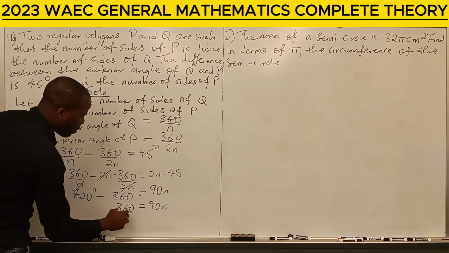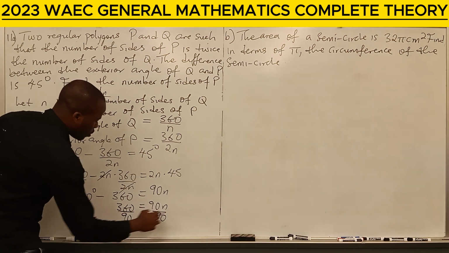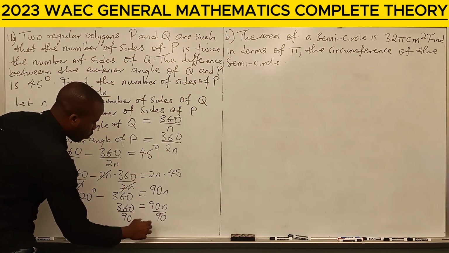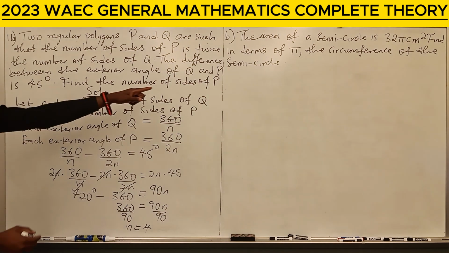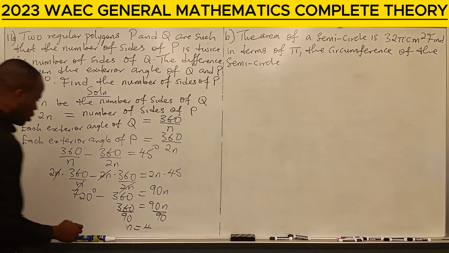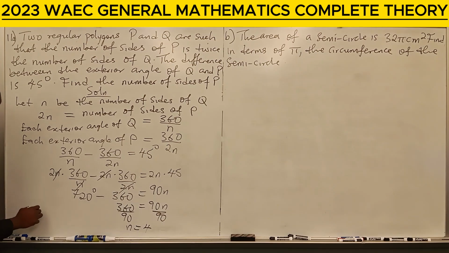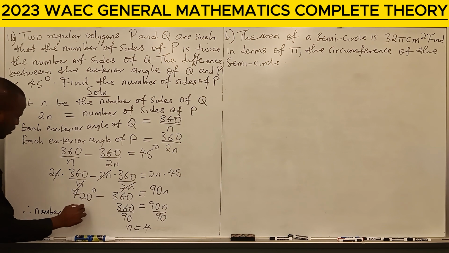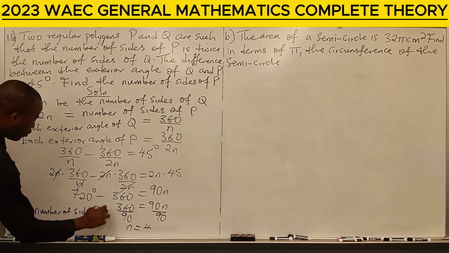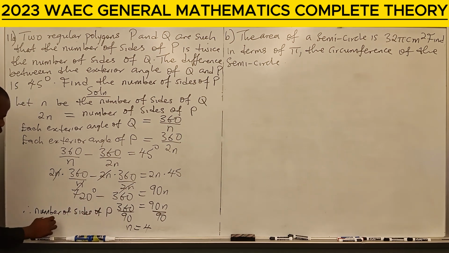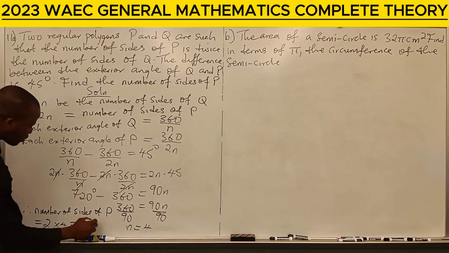So I can divide both sides by 90 so that n will be 4. But to find the number of sides of P, which is 2n, so therefore, the number of sides of P is equal to 2 times 4, which is 8 sides.